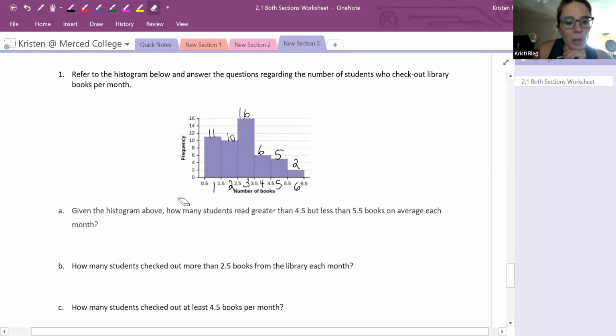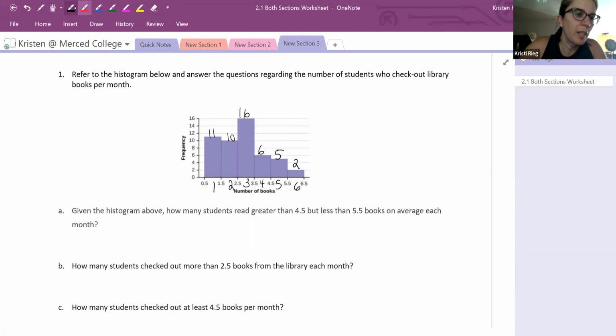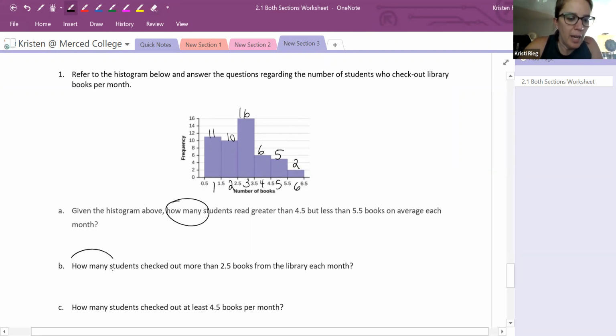Okay, so I like to label the heights of everything right off the bat because look at all these questions. How many, how many, how many? All of these are going to be how many students. I need to know the height of that tower. So since I have all the towers already done, it'll be a lot faster to do the questions.